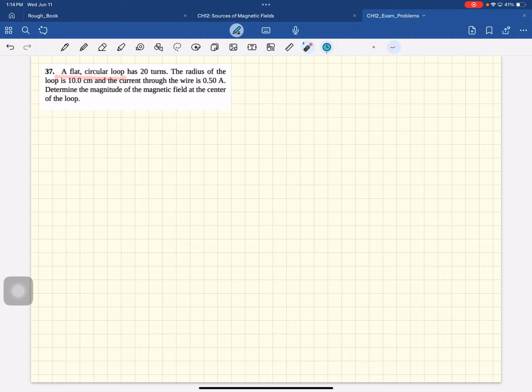A flat circular loop has 20 turns. The radius of the loop is 10 centimeters, and the current through the wire is 0.5 amps. Determine the magnitude of the magnetic field at the center of the loop. Okay. So you want to find the magnitude at the center of the loop. Can you tell me the direction of the magnetic field? Stick your fingers in the direction of the current. The magnet points that way, so the magnetic field is like that. Okay.